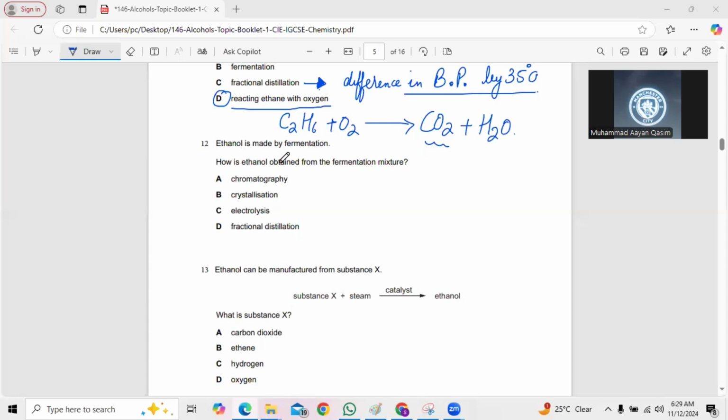Okay, ethanol is made by fermentation. How is ethanol obtained from the fermentation mixture? Yes, if there is a fermentation mixture, how can we obtain ethanol from there? Which is the process that we are going to use? Yes Ayan.